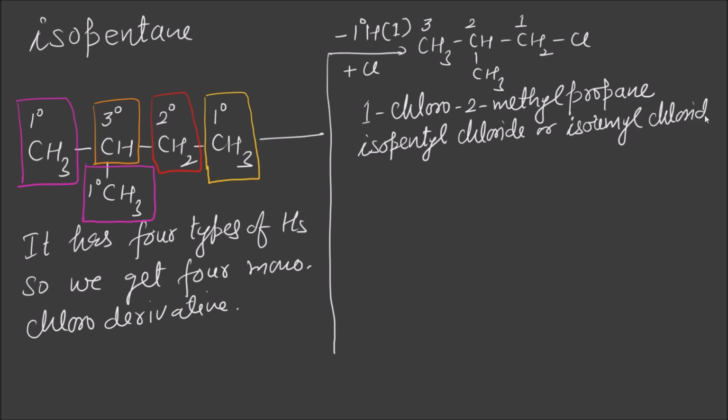Isopentyl chloride, or it is also called isoamyl chloride. Then the second one: if we remove a secondary hydrogen and add chlorine, it becomes CH3, CHCl, CH, CH3, CH3. Yes, beta, tell me, what is the IUPAC name of this compound?